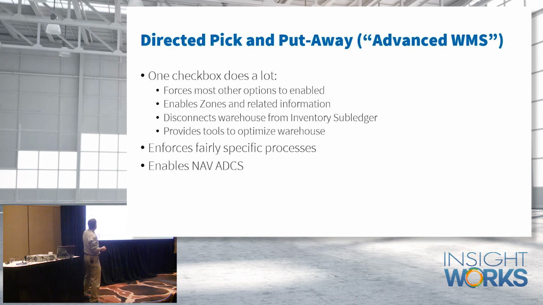When we turn on directed put away and pick, it's going to force all of that on. It turns it on, and it turns a bunch of other stuff on. So it enables zones and some related information, such as bin types and things like that, where, again, I could designate a bin as something I'm not allowed to pick from. So zones is one if you're doing wave picking you would need. The other one, it disconnects the warehouse from the inventory subledger.